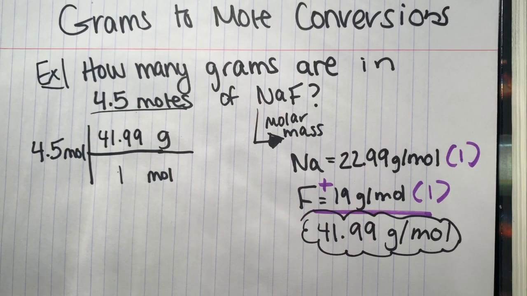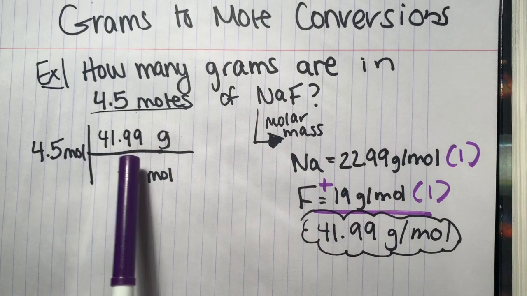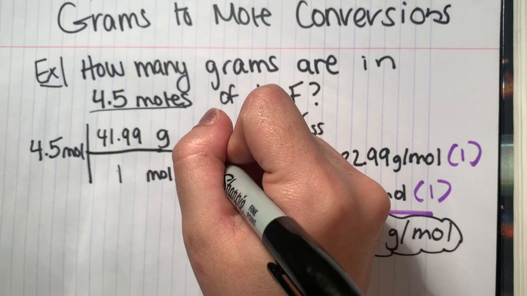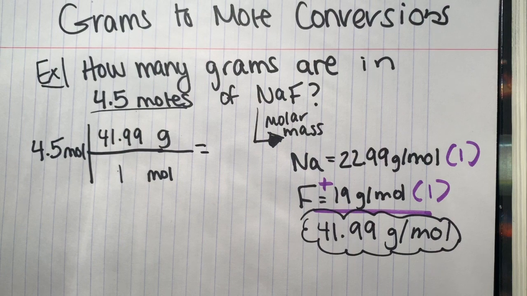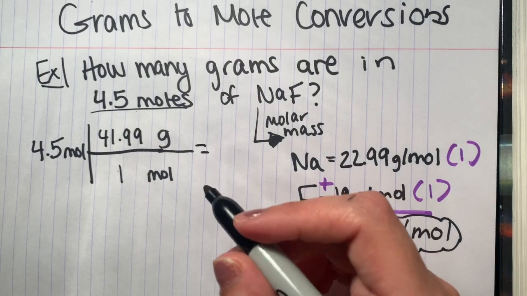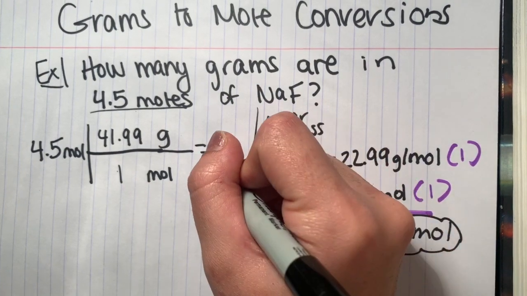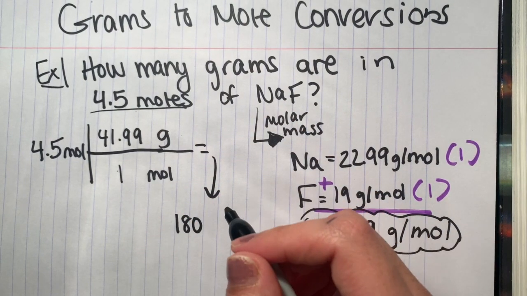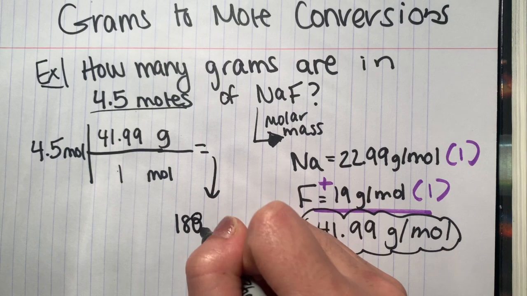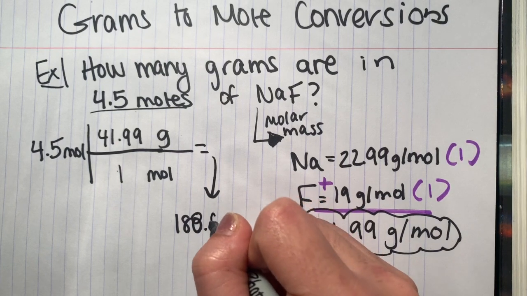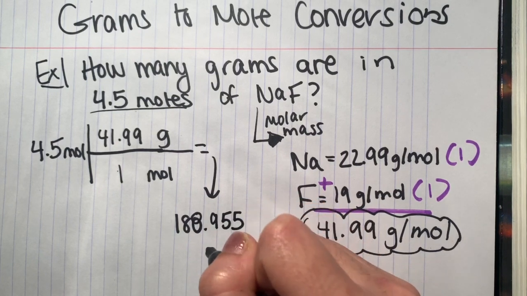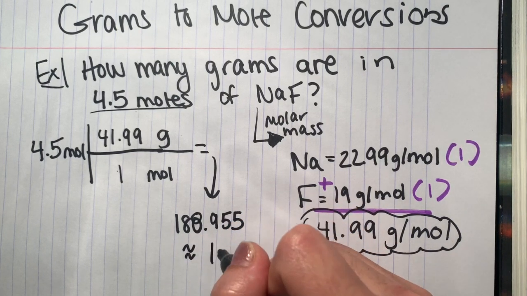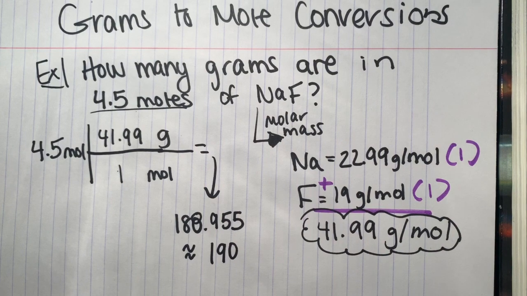And now I just do my math. So I multiply across and I divide on the bottom. So 4.5 times 41.99 is a pretty complicated number. I'm running out of space, so I'm going to write it over here. It's 188.955, which I'm just gonna round to 190, okay? Just for the sake of this problem.